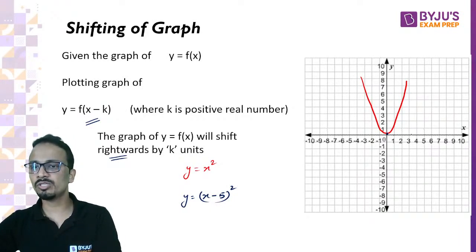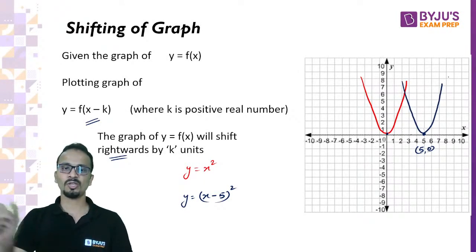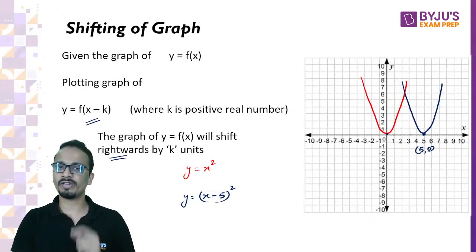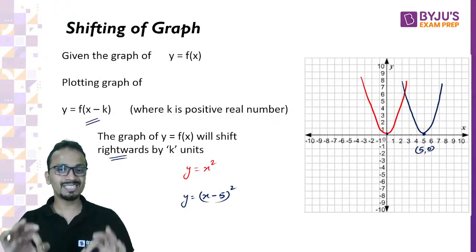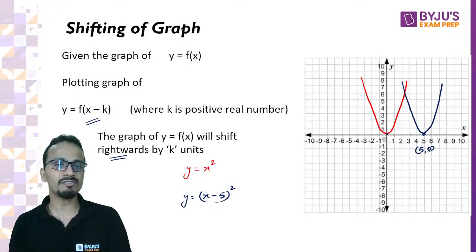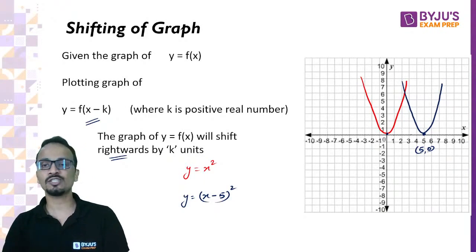So 1, 2, 3, 4, 5, and this point will be (5, 0). Okay, and the new graph will be something like this. All right, so this is all about shifting of graphs. Now friends, this is very important from the point of view of plotting any other type of graph that you will be looking at in the next few classes.